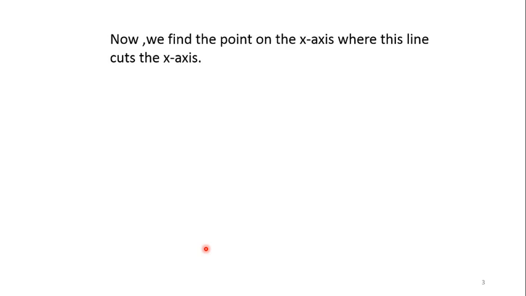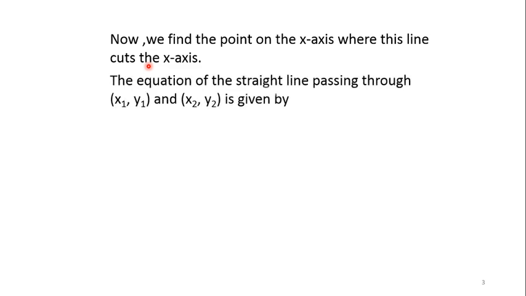Now we find the point on the x-axis where the line cuts the x-axis. For that you have to put y equal to 0. Of course, the equation of the straight line passing through (x1, y1) and (x2, y2) is given by, we know from coordinate geometry, y minus y1 equal to (y2 minus y1) upon (x2 minus x1) into (x minus x1).